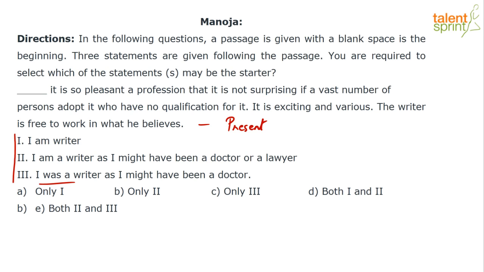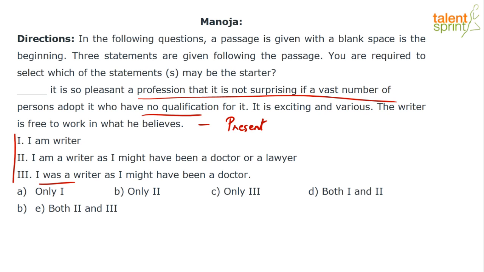However, option 2 is not talking about the past tense, Surya Prakash. If you look at it, it says I am a writer as I might have been a doctor or a lawyer. So what sentence 2 is saying is, I want you to pay attention to the phrase that is after the blank. It says, it is so pleasant a profession that it is not surprising if a vast number of persons adopt it who have no qualification for it. I want you to pay attention to this entire sentence, right?